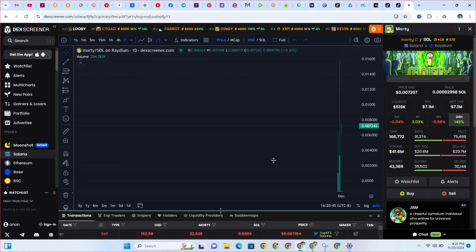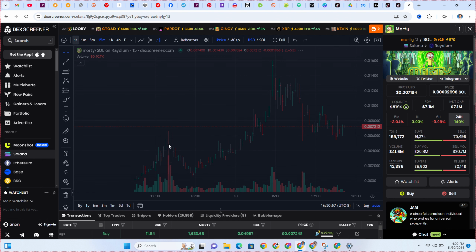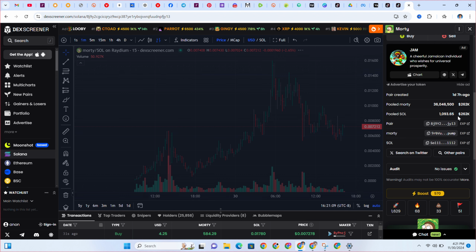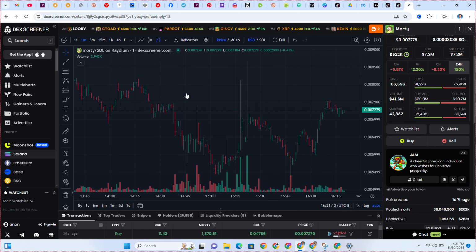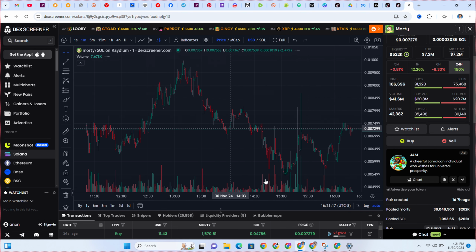So this is the graph for Moti. You can change this to 15 minutes, or change this to a second. You can see the graph, you can see the chart. This is basically how it looks. This is the contract address, this is Moti, and the chart is looking good, right? The chart is looking good.